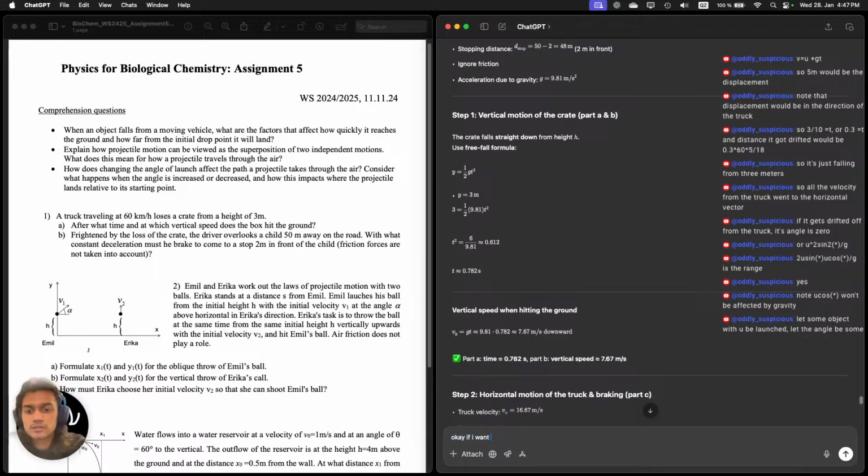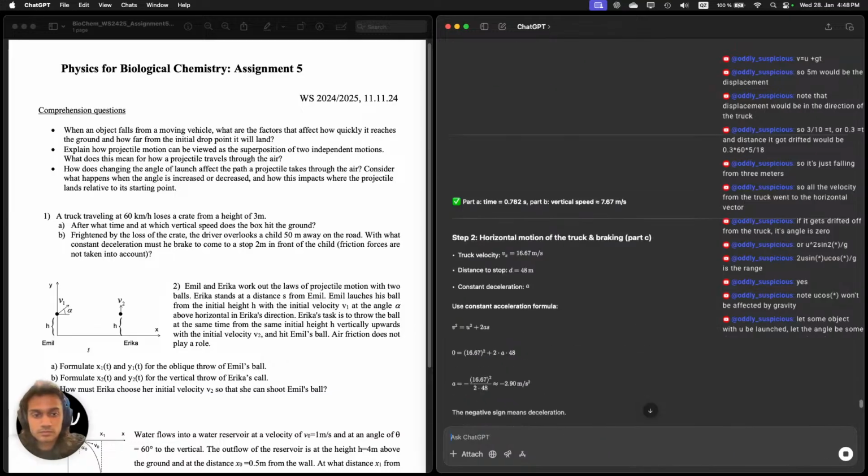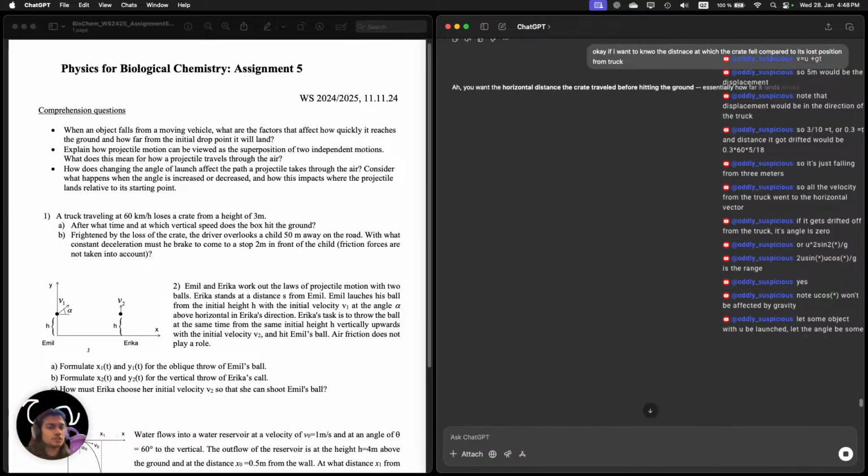If I want to know the distance at which the crate fell compared to its lost position from the truck. V is equal to U plus GT.